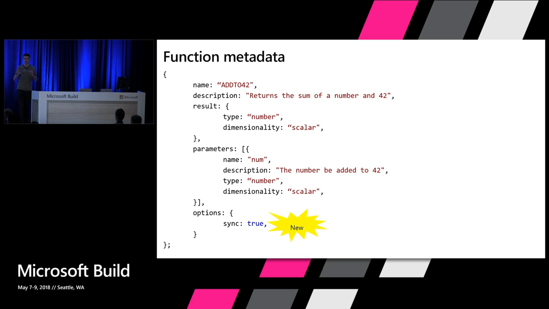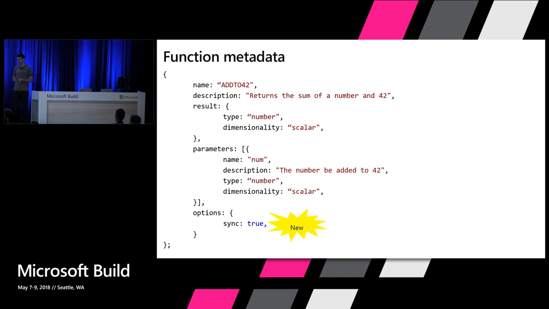The name is what you see in the autocomplete field. The description is what you see when you hover over that field in Excel, and you see more detail about the function. You're also going to specify what type of data the function is using. So in this case, it's going to return a number, and the dimensionality of that data as well. So in this case, it's scalar. That means there's just one value that it returns. But you'll see an example that I'll show you later on where you can return a range as well.